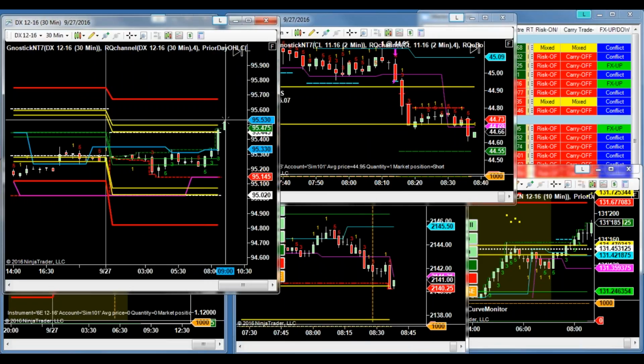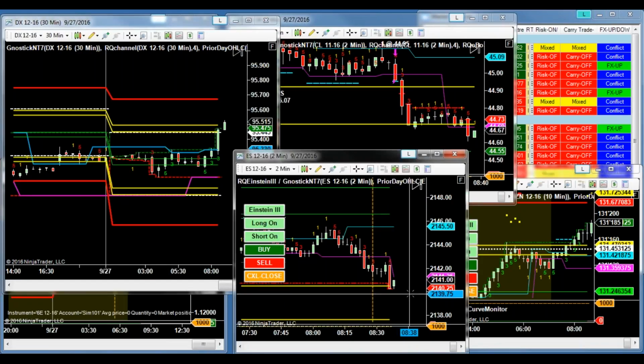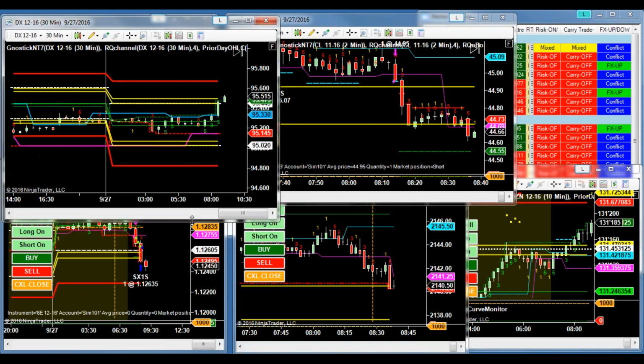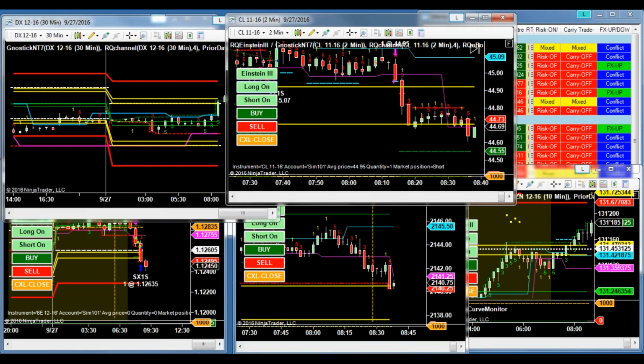So as long as the dollar continues to go up on this upper left chart and the S&P either consolidates in here or continues down, they should put more pressure to the downside on crude. I'm trading the Einstein 3 today. The smart box considers all these correlations for me automatically.